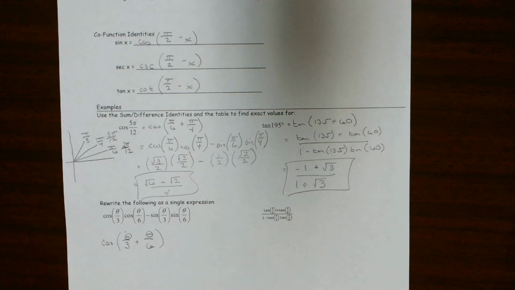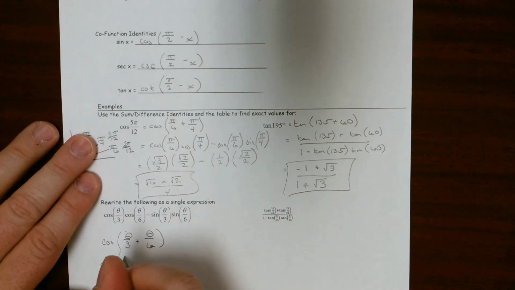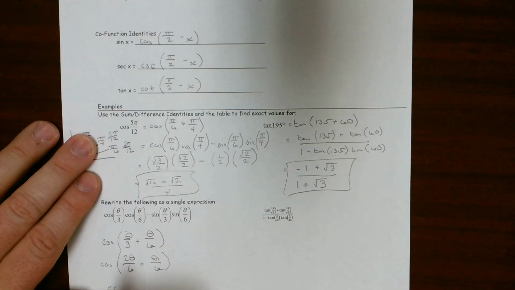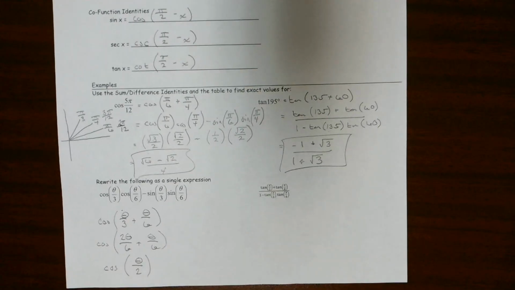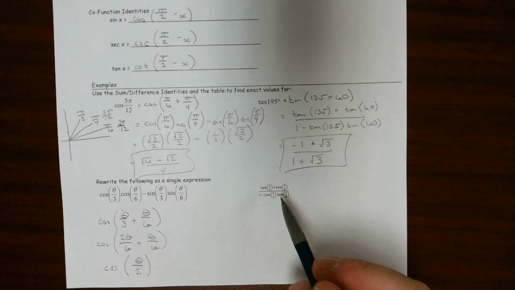If you want to combine those, you just need some common denominators. You guys know how to do that. This is just 2 theta over 6 plus 1 theta over 6, which is 3 theta over 6, or theta over 2. Really simple. Looking at this one, you probably guessed by now, oh, this is a tangent family identity.